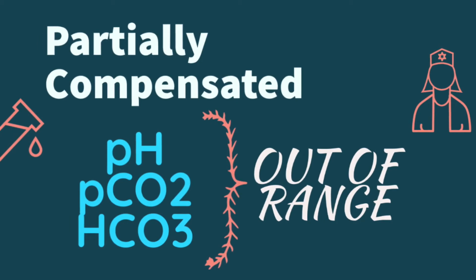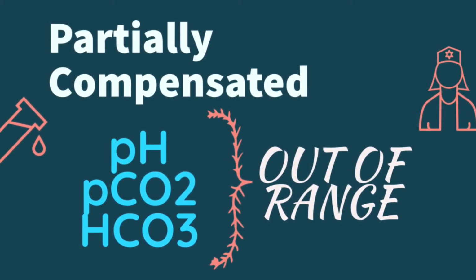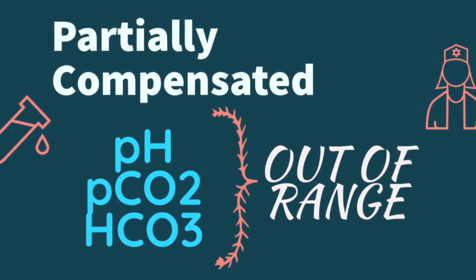Let's check what happens in partially compensated conditions. pH will be out of range, carbon dioxide level will be out of range, and bicarb level will be out of range.